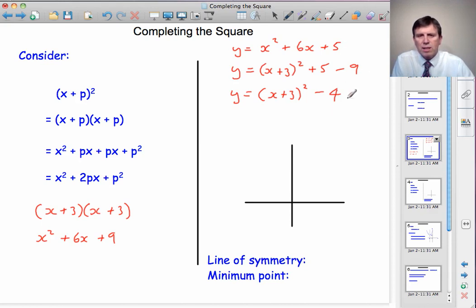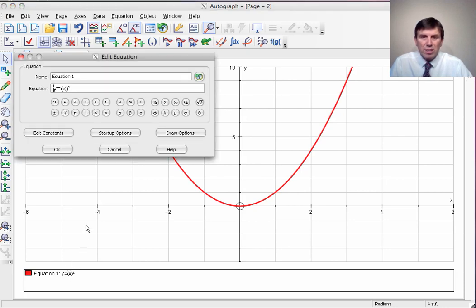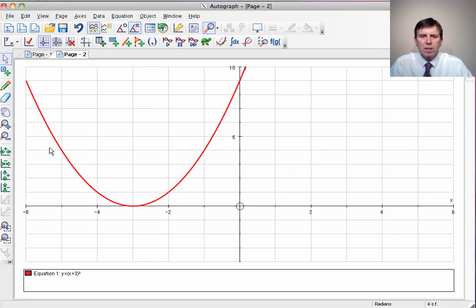But what was the point? How has that helped us? Let's have a look at Autograph to see what's happened to the graph. If we start with the graph of y equals x squared, then I can change that by a translation along the x-axis and a translation in the direction of the y-axis. So let's put in there x plus 3. And what happens to the graph? It moves 3 units to the left. So we've now got a line of symmetry at x equals minus 3.